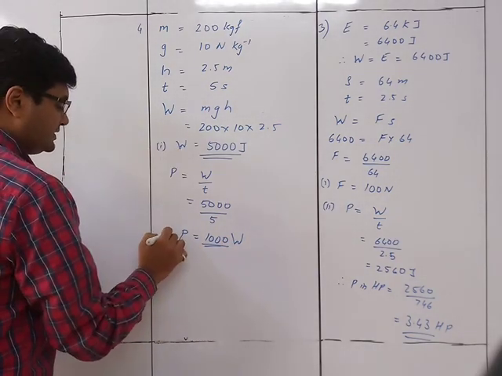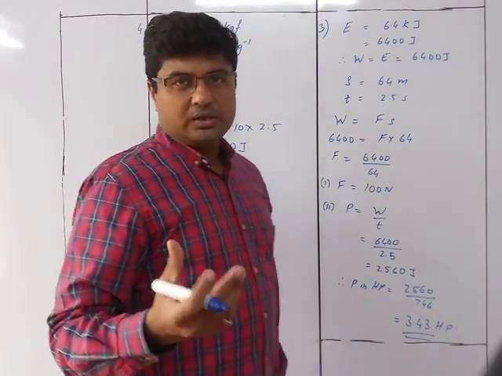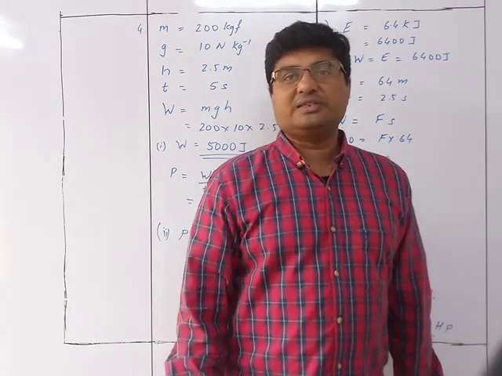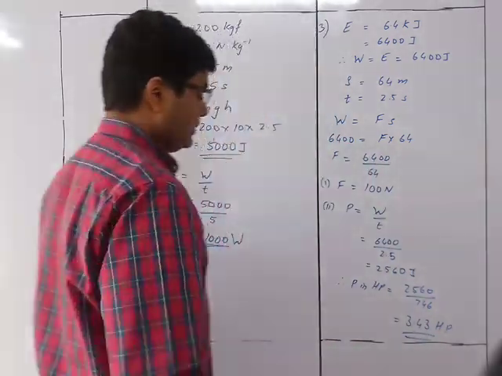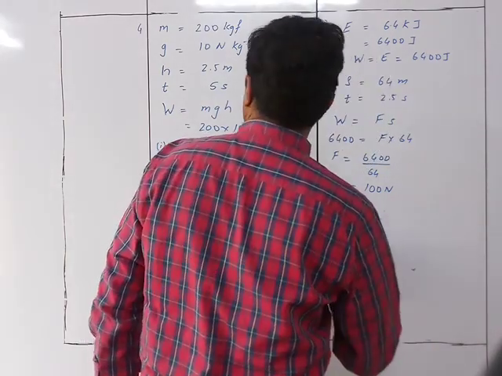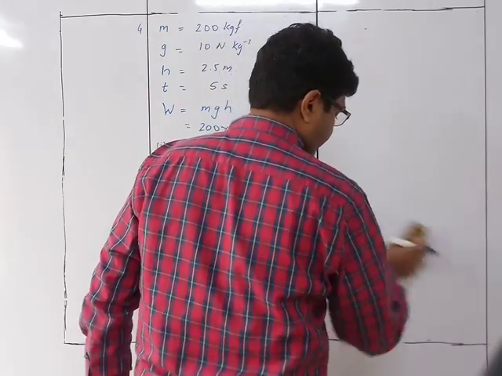First answer, second answer. Very easy, clear. The main thing is you need to learn the formulas properly. If you learn the formulas, then these are all very easy sums. It is just application of the formula. So that's sum number 4. We move on to sum number 5.